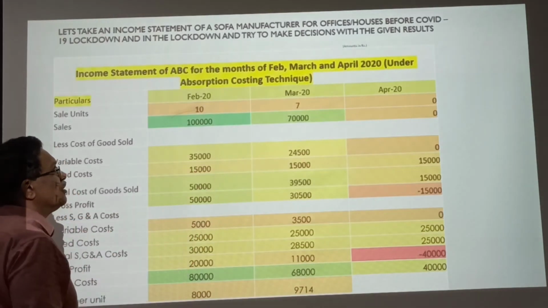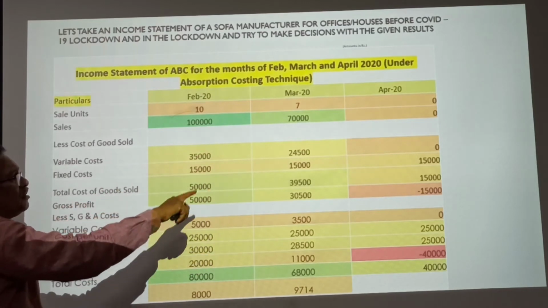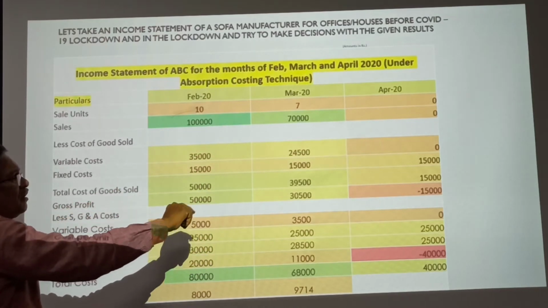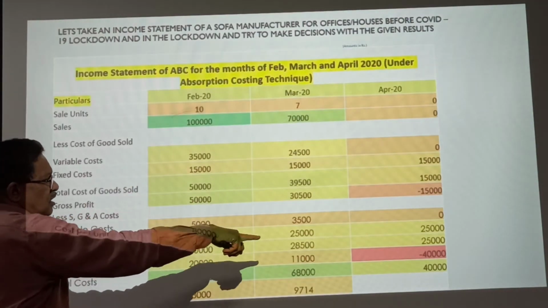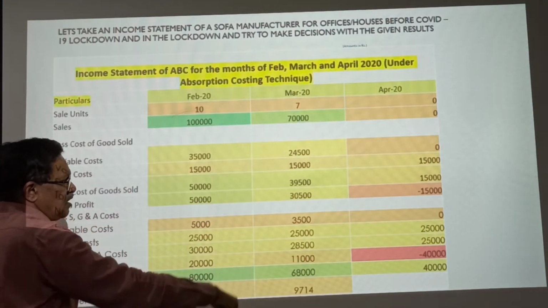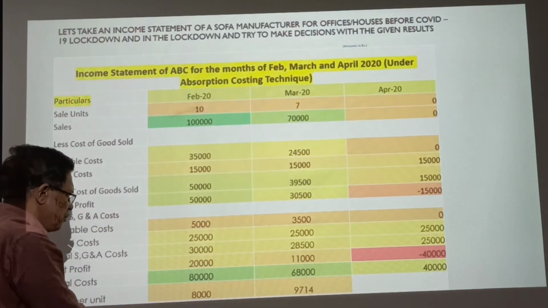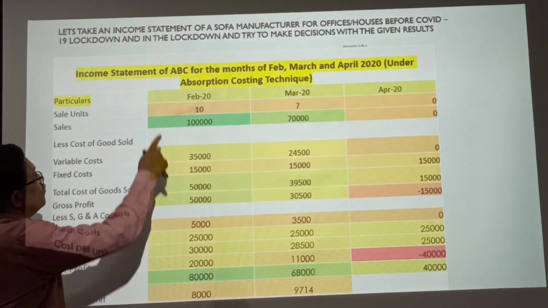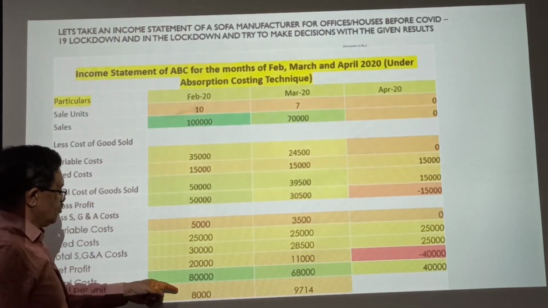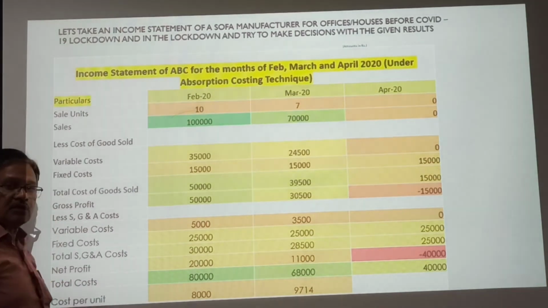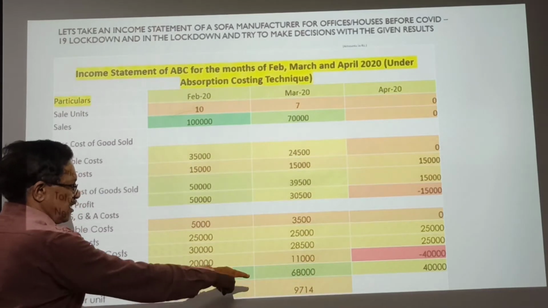In the month of April, he could not produce anything because of the full lockdown. His factory could not run anything. He could not produce anything, and because of the fixed costs, he is incurring a loss equivalent to 40,000. Now, if you observe this, the total cost in the month of February is 80,000. 80,000 divided by 10 units gives us the cost per unit, 8,000 rupees. In the month of March, the cost per unit was 9,740.